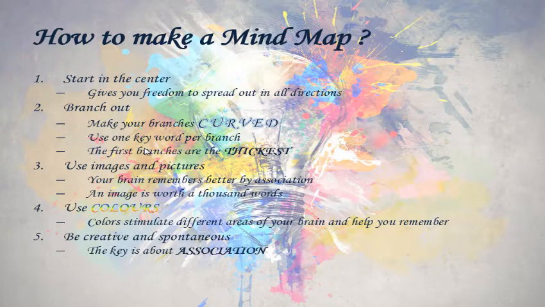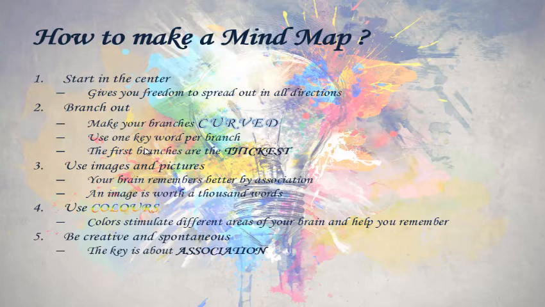This is a summarization of how to make a mind map. As we said before, we start in the center. This gives us the freedom to spread out in all directions, and when we branch out, we want to make our branches curved. We want the first branches to be thick and then to get thinner onwards. We should use one keyword per branch. We should avoid using many words, as this is what mind maps are all about. It's about using as few words as possible in favor of using numbers, pictures and diagrams.